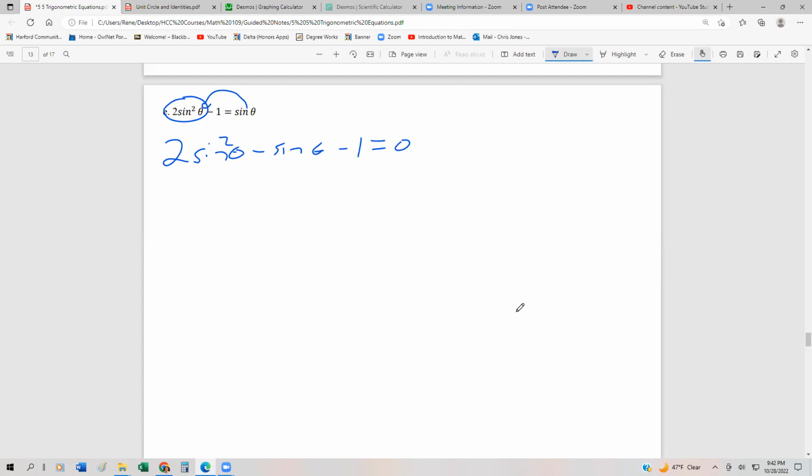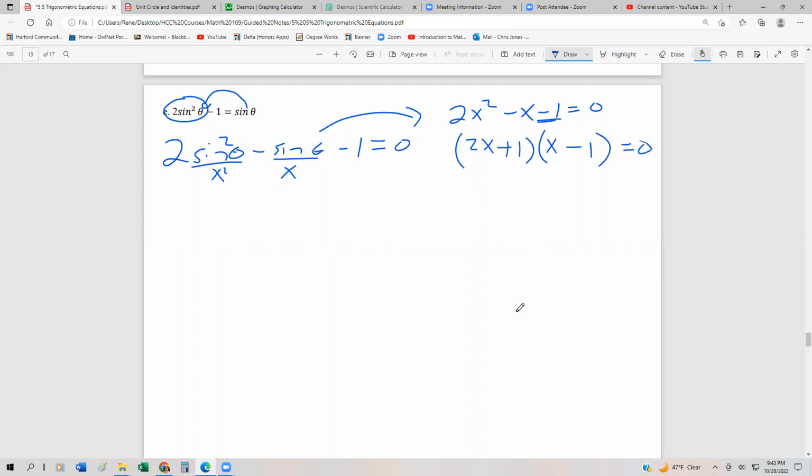Now, let's think of sine of theta as x, and so sine squared of theta would be x squared. So what I'd like to do is write it as just a polynomial equation: 2x squared minus x minus 1 equals 0. And notice that we can factor this trinomial. It's a nice, easy trinomial to factor. So we have a 2x and an x. To get to negative 1, I'm going to put minus 1 and plus 1 here. And remember, if you want to check that, you could just FOIL it back out.